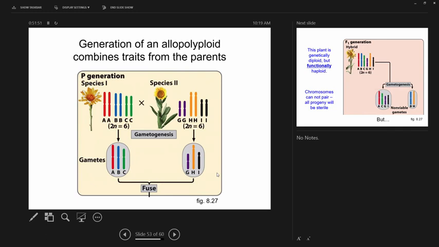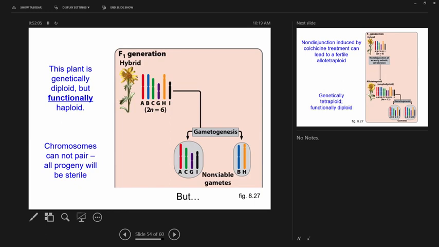But they are close enough that if you get gametes from each of these, they are able to come together to make a zygote, and they grow up to make a plant that appears normal. This gets a little confusing. This plant is 2n equals 6 genetically. The plant is genetically diploid. It's got 2 of each of the genes. That's because one of each of the genes is on chromosomes A, B, and C, and a second copy of each of the genes is on G, H, and I.